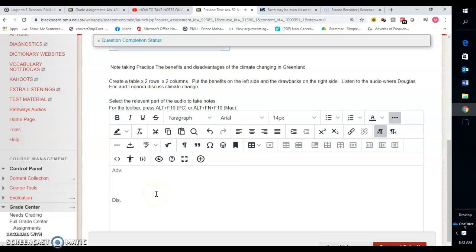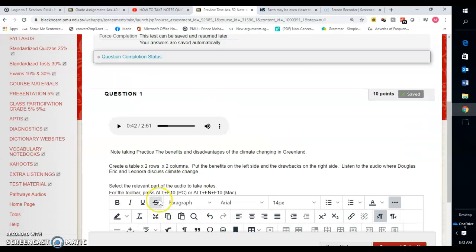We know from the way he's saying it that this is a disadvantage. So, I would enter something like... okay, we don't have to write all of the sentence, which is the second tip about note taking. You are only writing the key words in that sentence.